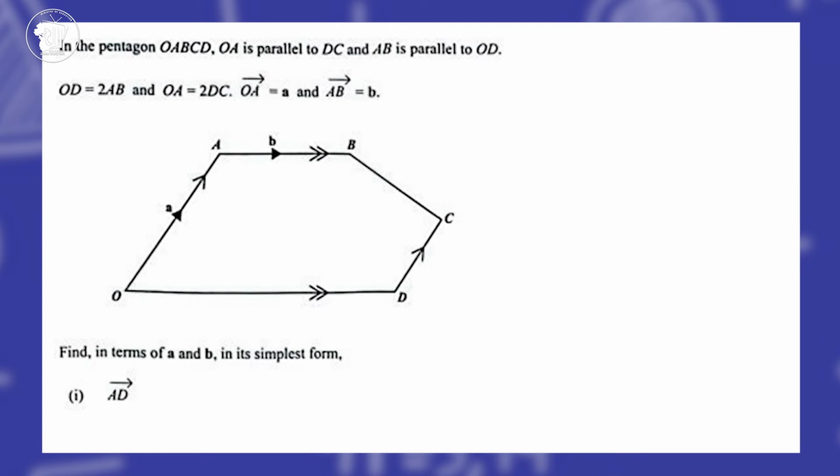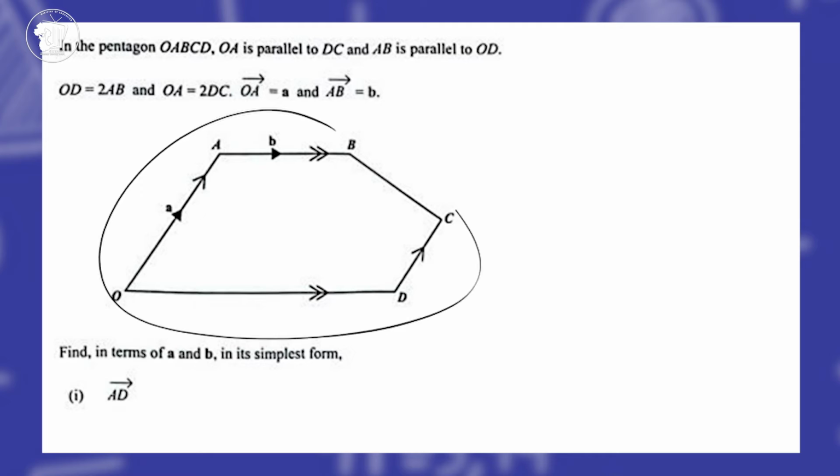So the next question says, in the pentagon OABCD, OA is parallel to DC and AB is parallel to OD. OD is equal to 2AB and OA is equal to 2DC. Vector OA is equal to A and vector AB is equal to B. So that's basically explaining everything that's going on in this diagram. So the question says, find in terms of A and B in its simplest form, AD.